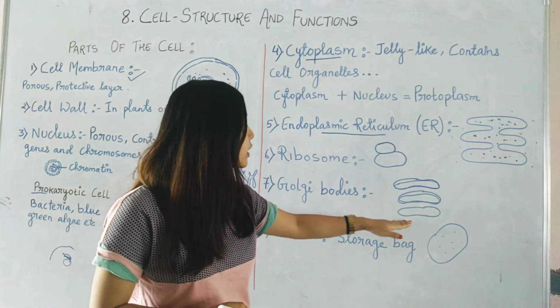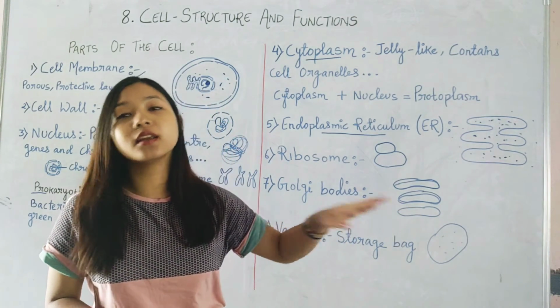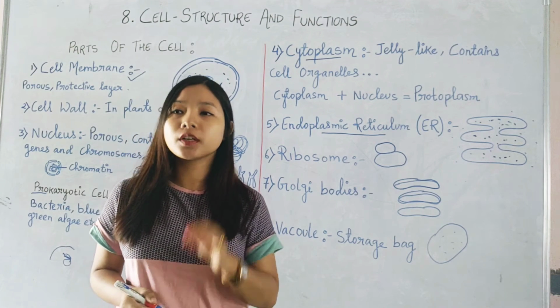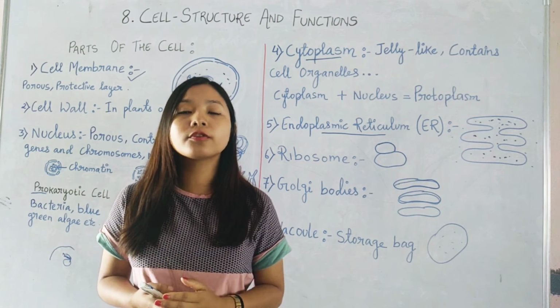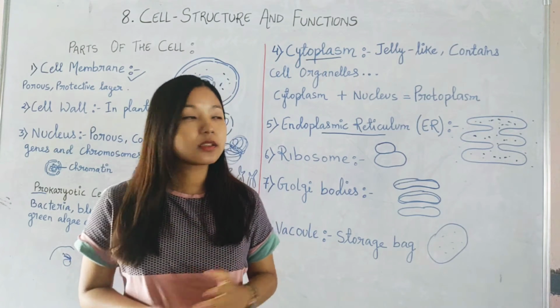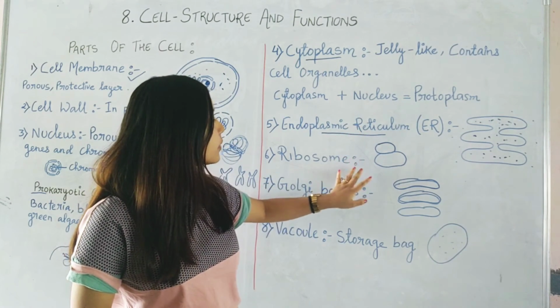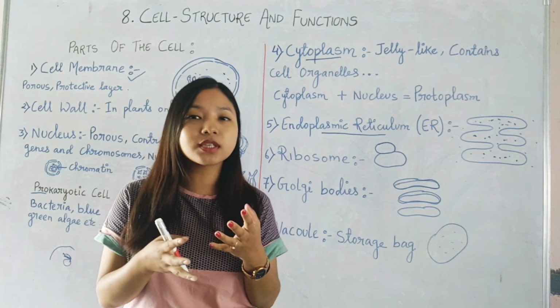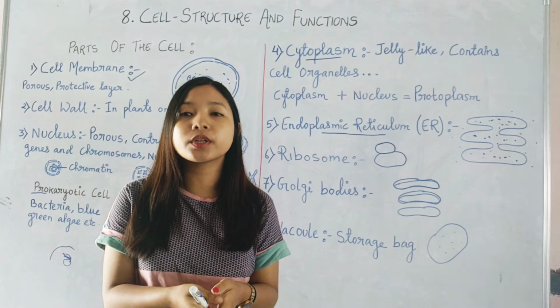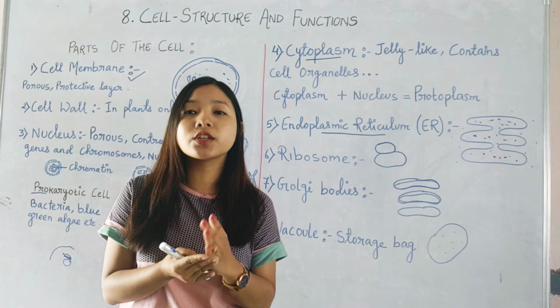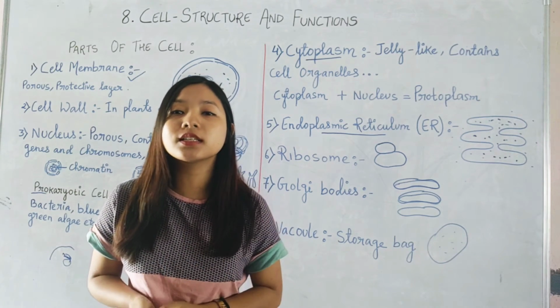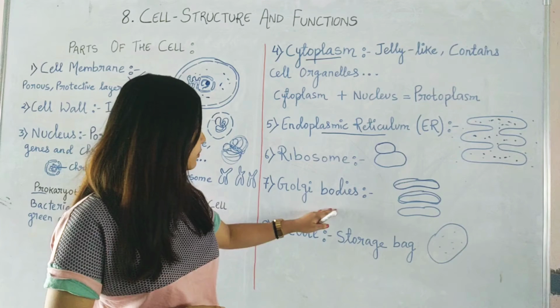So this is Golgi apparatus or Golgi bodies, and one of the main functions of Golgi bodies is modification of the protein. So endoplasmic reticulum and ribosome will prepare the protein and send it to Golgi apparatus. Golgi apparatus will modify it and give it the finishing touch and then release it into our body.